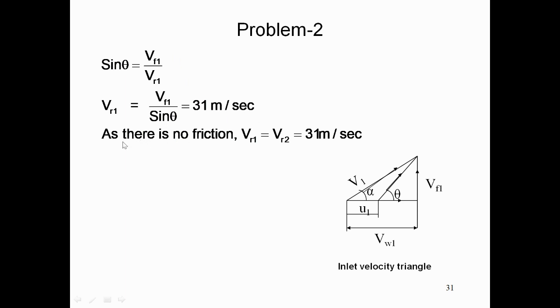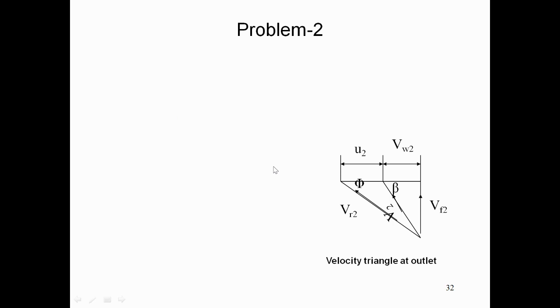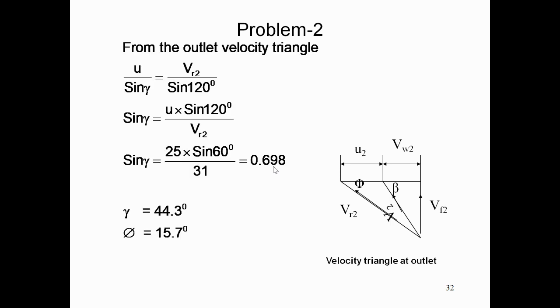As there is no friction at the outlet, vr1 is equal to vr2, that is 31 meters per second. Next, we can see the velocity triangle at the outlet.